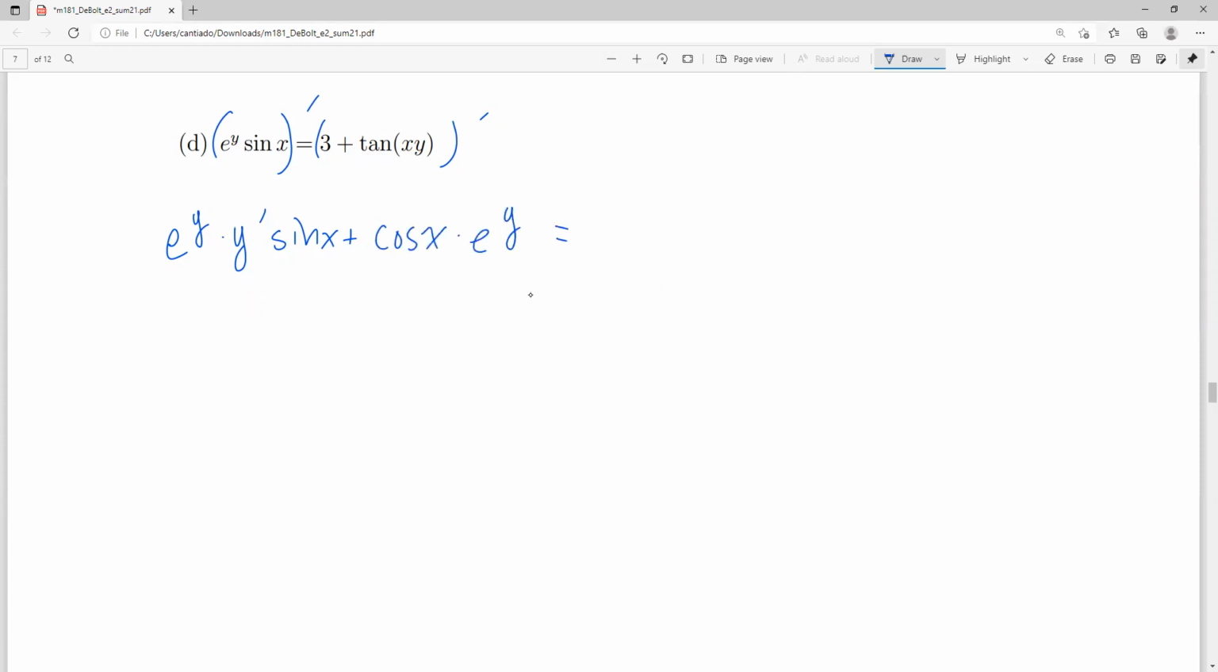That's all equal to the derivative of 3, which is 0, so we're going to ignore that. And then the derivative of tangent xy. So this is chain rule again. The derivative of the outside is tangent, so the derivative of tangent is secant squared of xy. And now we have to find the derivative of the inside and multiply that whole thing.